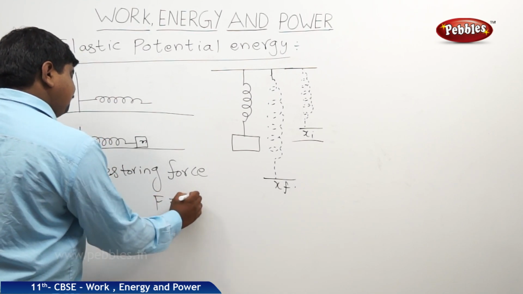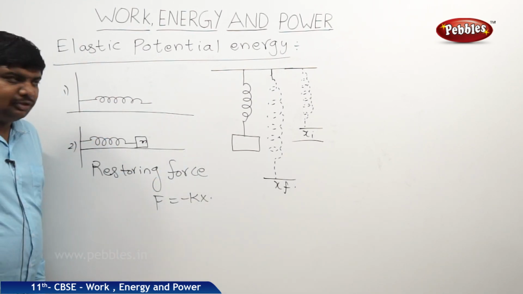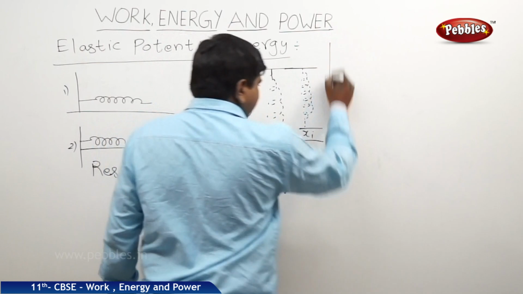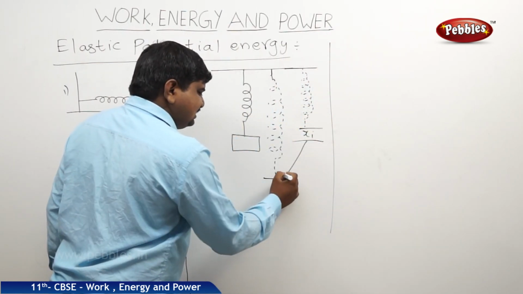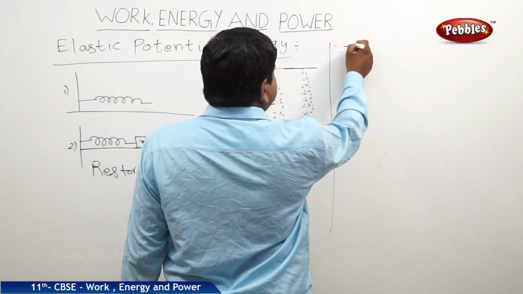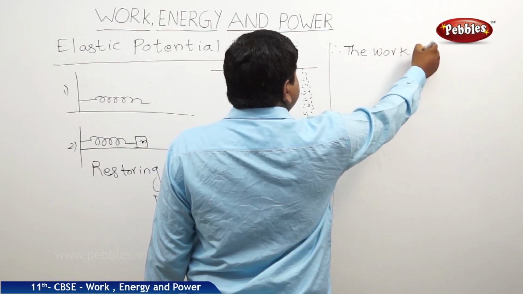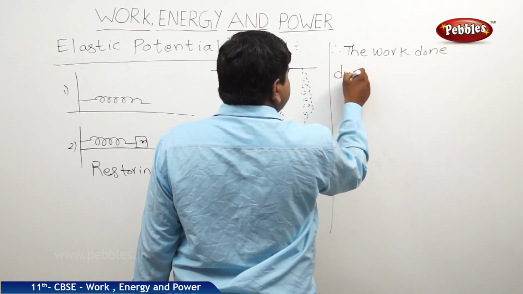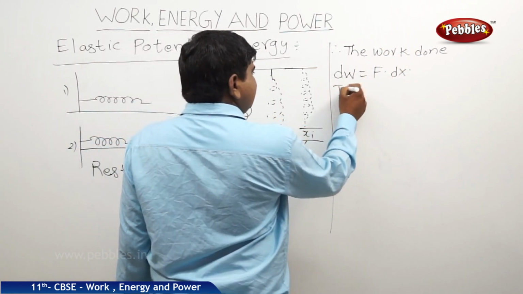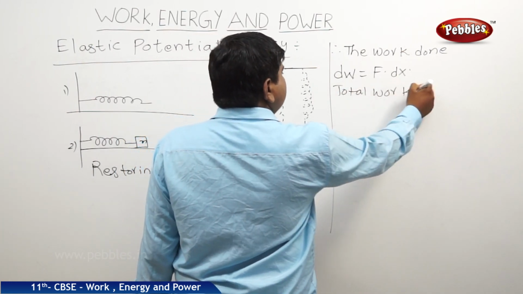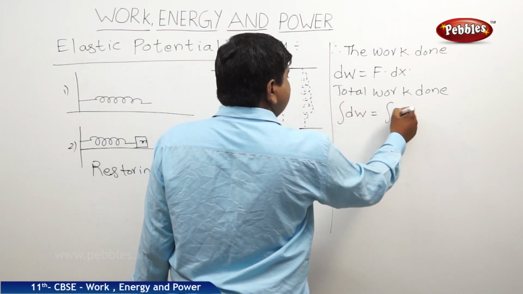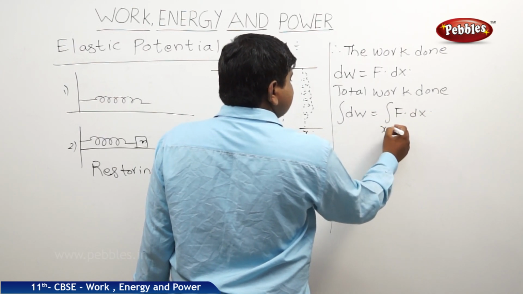Let us take the restoring force F is equal to minus kx. So what is the work done in this compression to the expansion of the spring? Therefore, let us take the small displacement, this is from xi to xf, under the load applied. Therefore, the work done dW is equal to F dot dx. Total work done, integral dW is equal to integral F dot dx, the positions xi to xf.